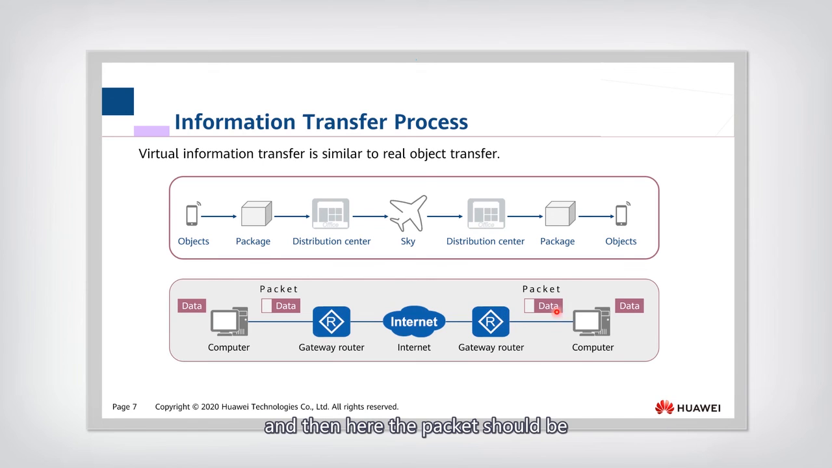And then here, the packet is decapsulated, meaning we remove the header or tail and get the payload out. Finally, the payload is received correctly. That finishes the whole information transfer process. So you can see that this process is very similar to the real object delivery process.